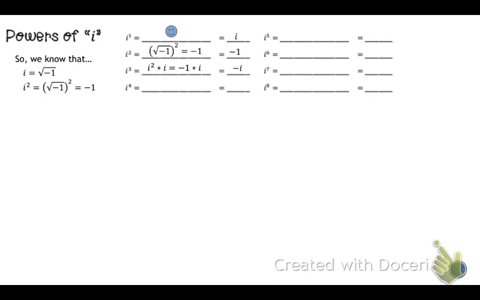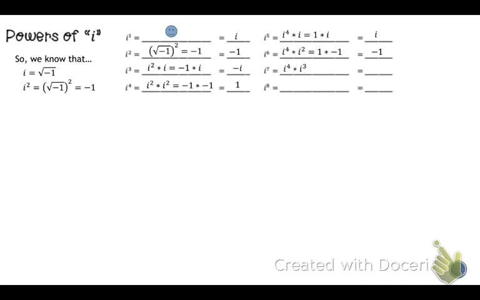Okay, now what about i to the 4th? Well, that's i squared times i squared. I squared times i squared, that's -1 times -1, which is +1. Cool? Let's do i to the 5th. Well, I know i to the 5th is i to the 4th times i. I know that i to the 4th is 1, so that's 1 times i, which is i. I to the 6th, that's i to the 4th times i squared. I to the 4th is 1. I squared is -1, so 1 times -1, that's -1.